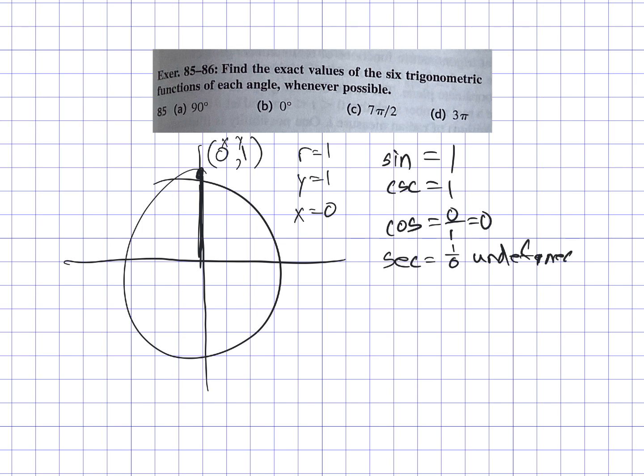Okay, and then tangent is y over x, which is 1 over 0, and again, that's undefined. We'll just use this as undefined. Cotangent, though, is 0 over 1, or 0. Okay, so for 0 on the unit circle, we are right here.